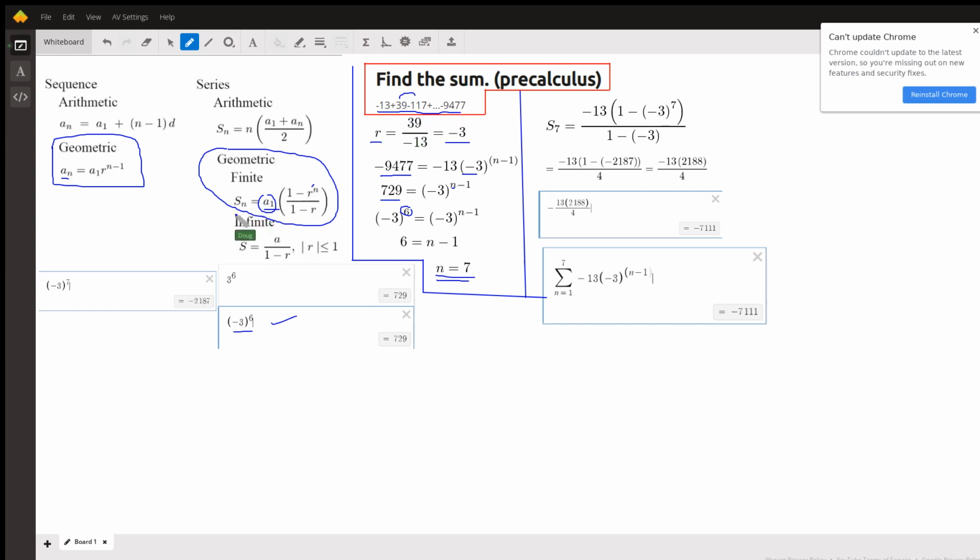And now we're ready to use this formula. S sub 7, n is 7, is equal to the first term, -13, times 1 minus r to the nth, to the 7th power, over 1 minus r. So there's what the formula looks like after you substitute. -3 to the 7th, well, there it is over here, -2,187. 1 minus -2,187 is 2,188. 4 goes into 2,188 evenly because the last 2 digits are divisible by 4.